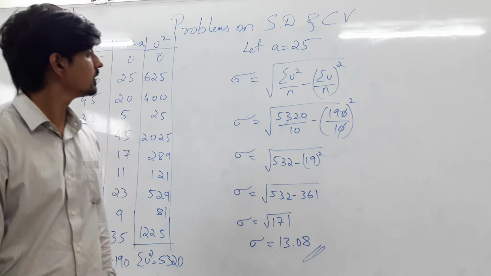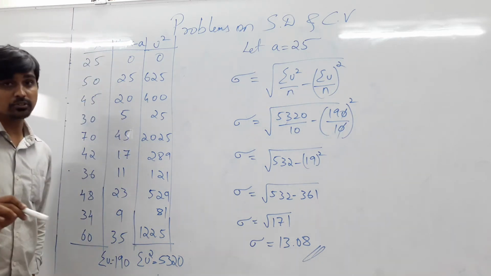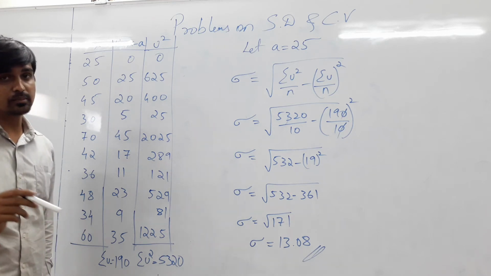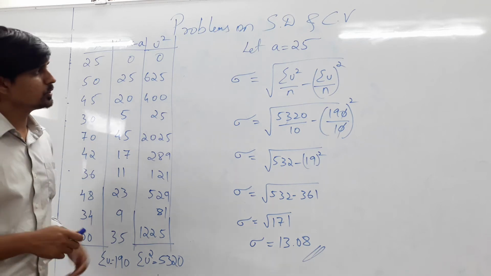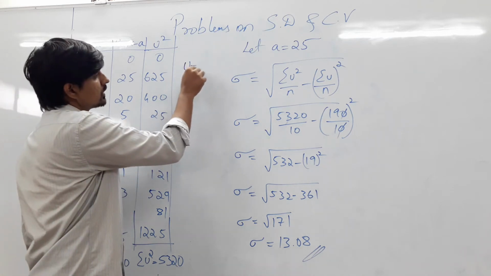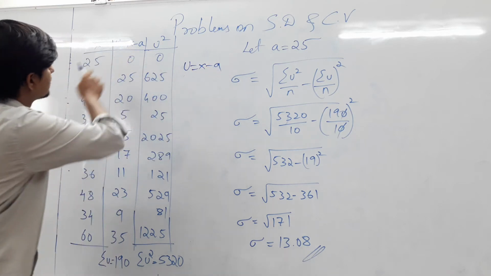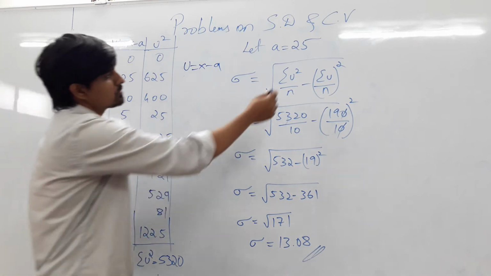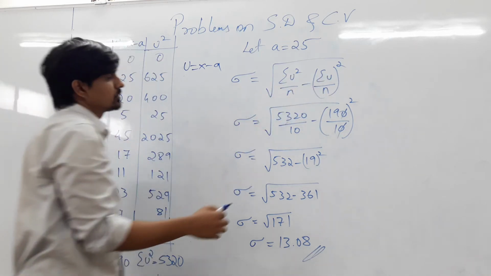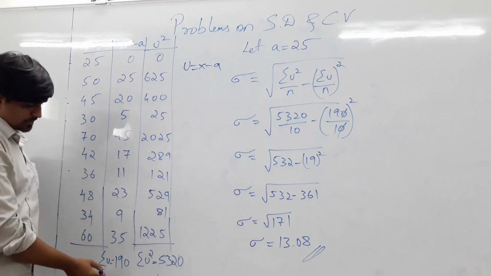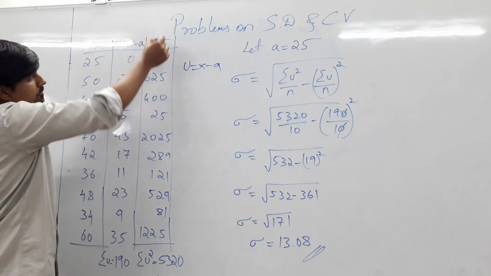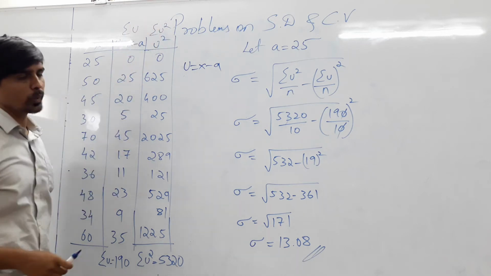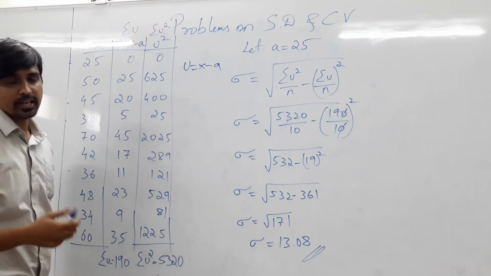Now let's consider the columns which we have to take. As you know, you already solved this in the mean topic. U is equal to what? U is equal to x minus a. I have written it here. X is there. U is equal to x minus a. So I need u square and summation u also. This column will give me summation u, and this column will give me summation u square. What is u? U is x minus a.